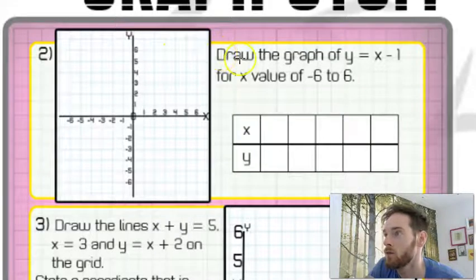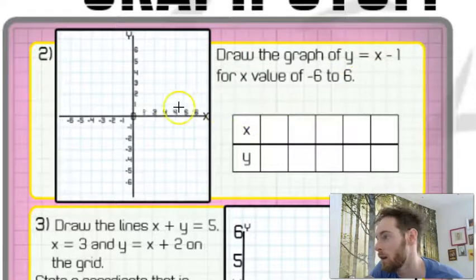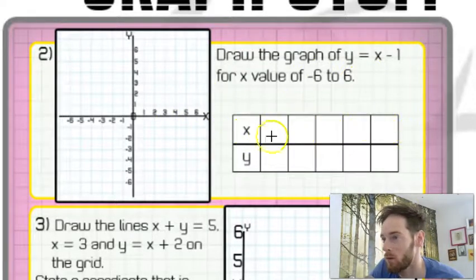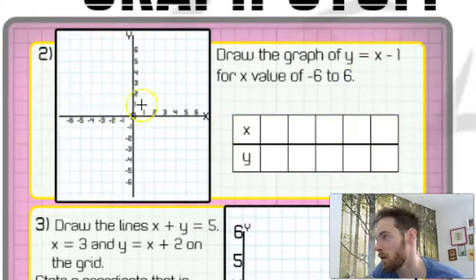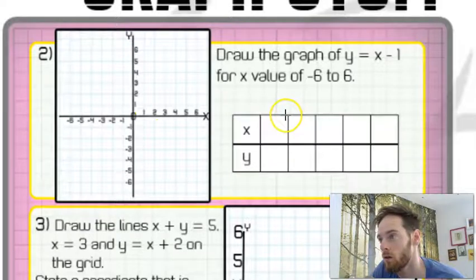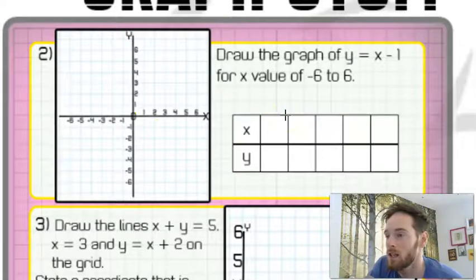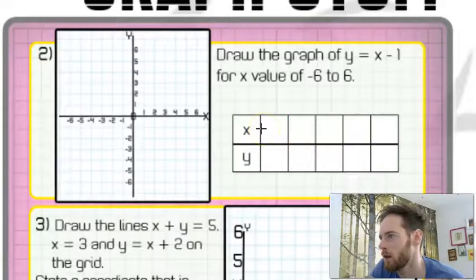So in this one, we've got to draw the graph of y equals x minus 1 for x values of -6 to 6. So this time we haven't got any x values in the table. We haven't got space for all of the x values from -6 to 6. So we're just going to pick and choose. Technically, you don't actually need to do all of them. But if we've got a table, we could be getting marks for filling this table in. So let's put in some x values. I'm going to start at -6.